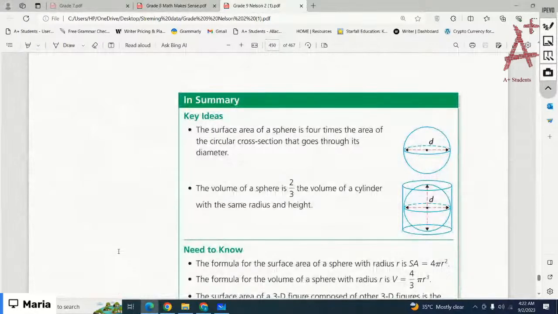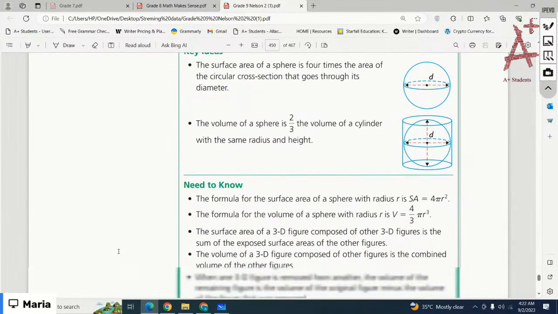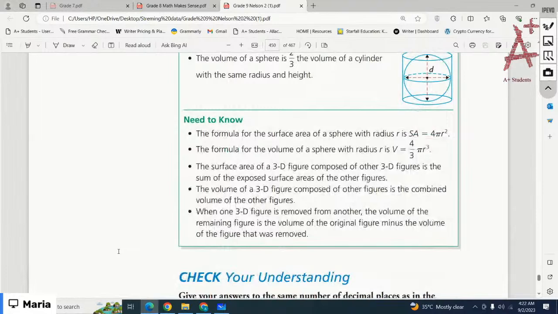The surface area of a sphere is 4 times the area of the circular cross section that goes through its diameter, right? So the volume of the sphere is two-thirds the volume of a cylinder with the same radius and height. The formula for the surface area of a sphere with radius r is SA equals 4 pi r square. The formula for the volume of a sphere with radius r is V equals 4 by 3 pi r cube.